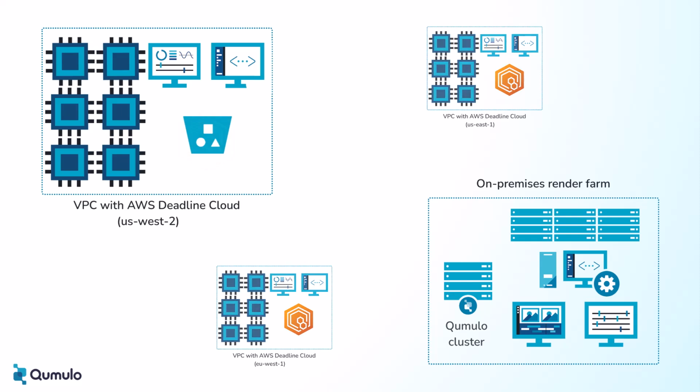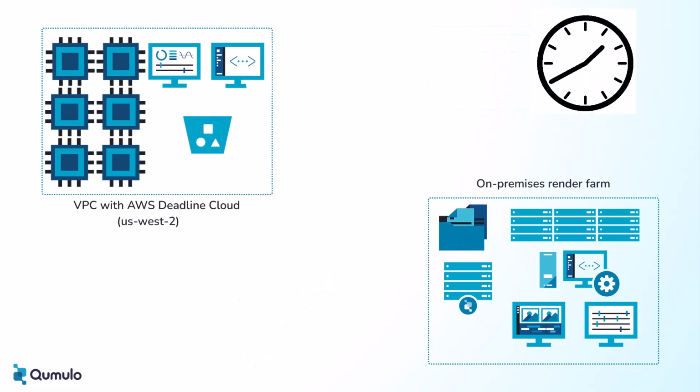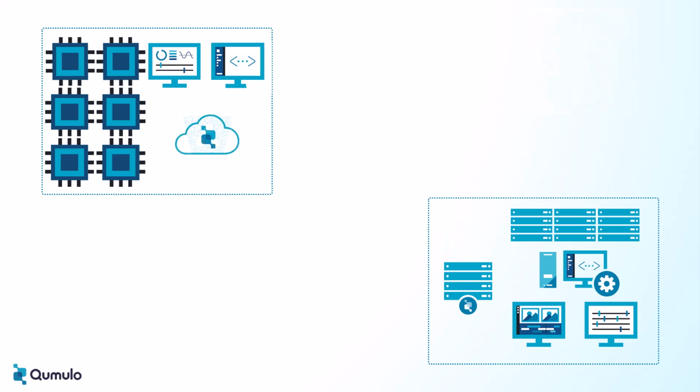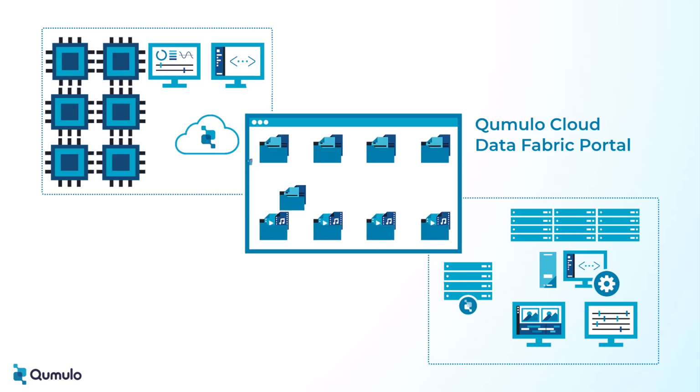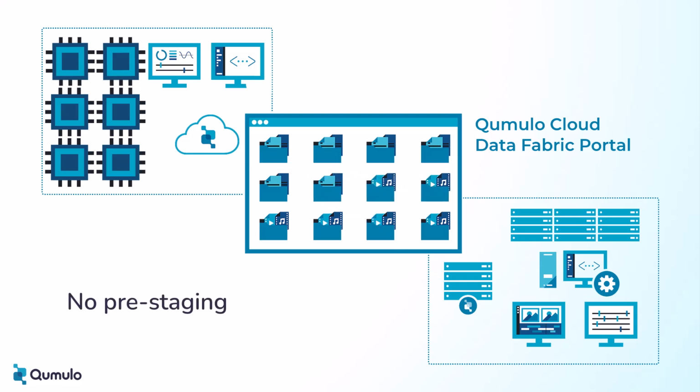Now, you've tried that in the past, but with WAN bottlenecks and time spent replicating project data to the cloud before you could even begin, and more time pulling the finished renders back down, you weren't actually getting things done any faster. But now, you can leverage Qumulo's Cloud Data Fabric feature to pass your project data to Deadline Render Manager nodes on AWS without pre-staging files, without any complex data orchestration, and without saturating your WAN links.